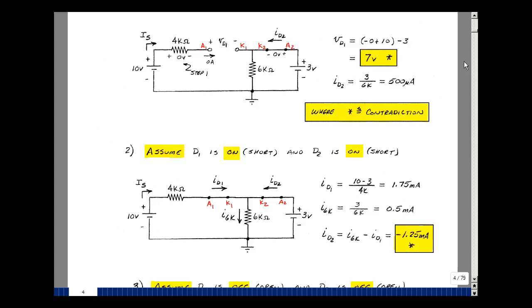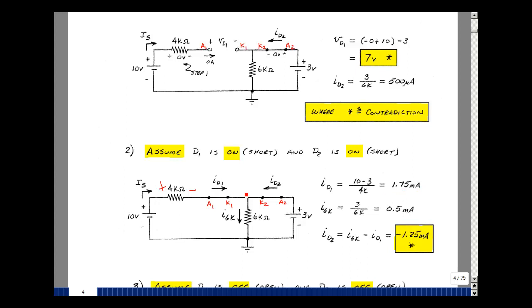We still have the short for diode 2, but for diode 1 now, we're going to put a short circuit. Again, anode to cathode, current's going to flow in this direction, and then that's going to be our I sub D1. The current that's flowing in here is the current in the resistor, and that's going to be this node voltage minus this node voltage. 10 volts minus 3, which is this node voltage here, and then dividing that by 4K, I get the current in the resistor, which is the same as the current in the diode, and that's 1.75 milliamps. And that is greater than or equal to 0, so that's great. Let's just check the second one.